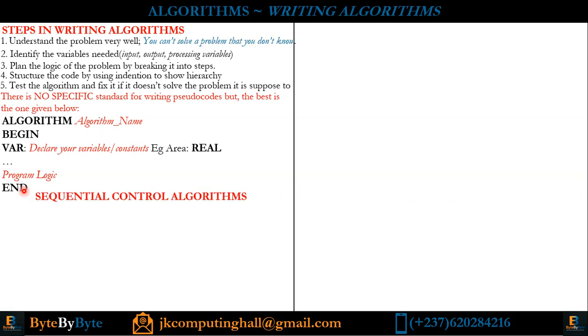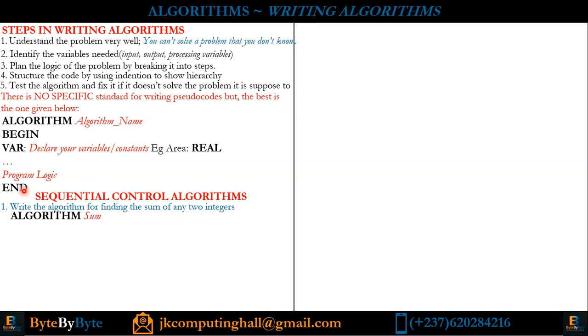Let us proceed. Sequential control algorithms. Question 1 says, write the algorithm for finding the sum of any two integers. So you are writing an algorithm to find the sum of any two integers. And we know that for me to get the sum of two integers, I must have those two integers first of all. Then I simply add them using the symbol for plus and I return my output.